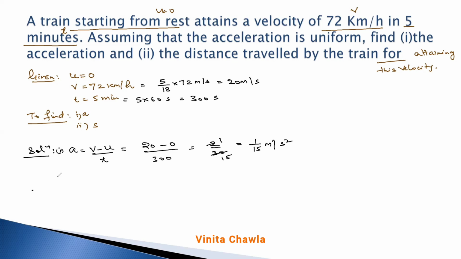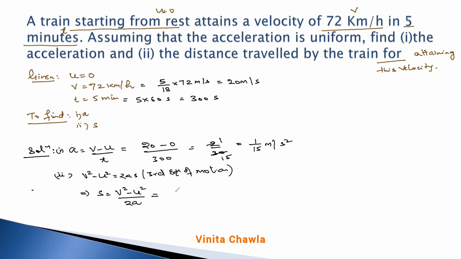And number 2, we have to find displacement. Which relation should we use here? Second or third? We can use third. Second also, ut plus half at square. Third equation can also be used. So let's use third equation of motion. V square minus u square is equal to 2as. In the bracket, we'll write third equation of motion. This implies S is equal to V square minus u square upon 2a.